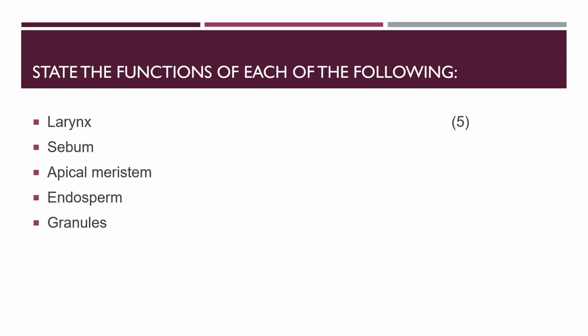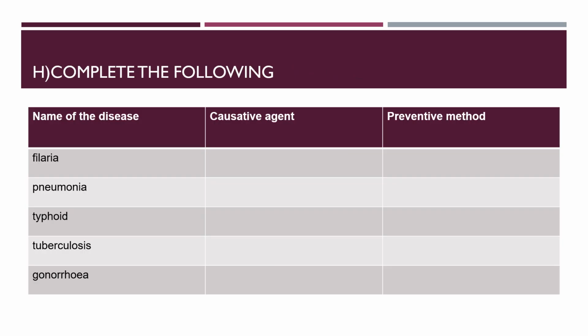Now state the function of each of the following. So we have given certain structures here or certain chemicals here, and we are supposed to write the answer of each of the following. That is larynx, sebum, apical meristem, endosperm and granules. So state the functions of each of the following. Now complete the following table.